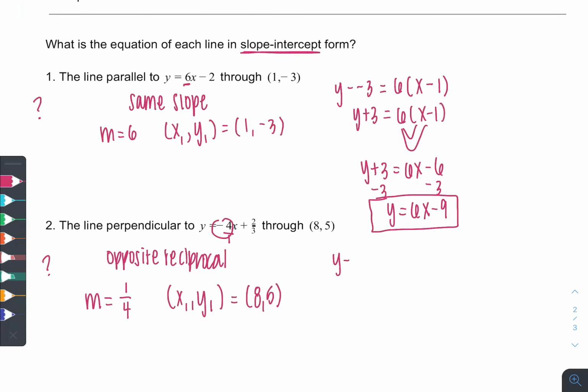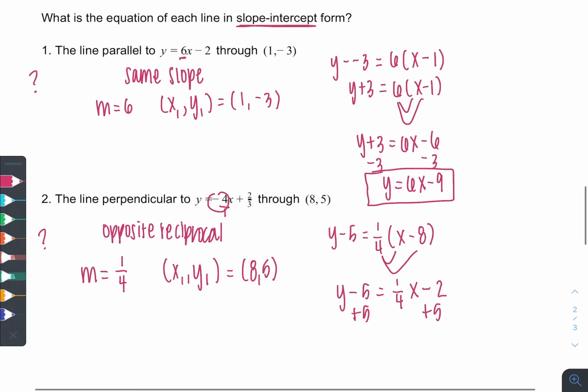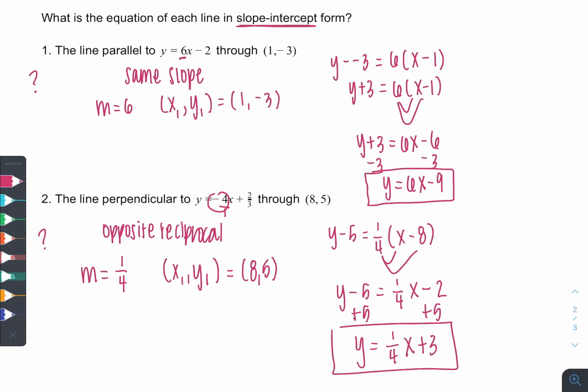So I'm going to write this as y minus y1 equals m times x minus x1, and solve. So I'm going to multiply this through. So I have y minus 5 equals 1/4 x minus 2. 1/4 times 8 is 1/4 of 8, which is 2. Add 5 to both sides, and I get y equals 1/4 x plus 3.